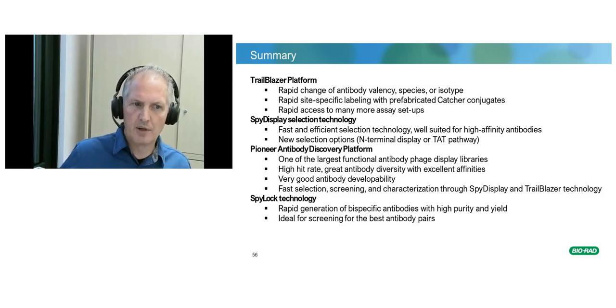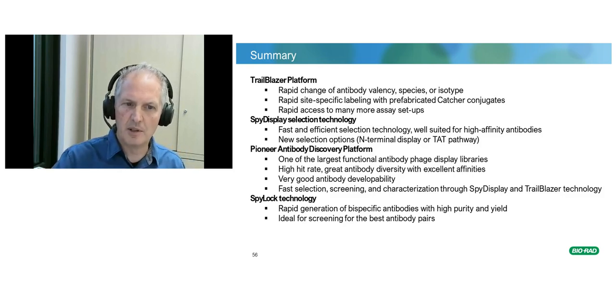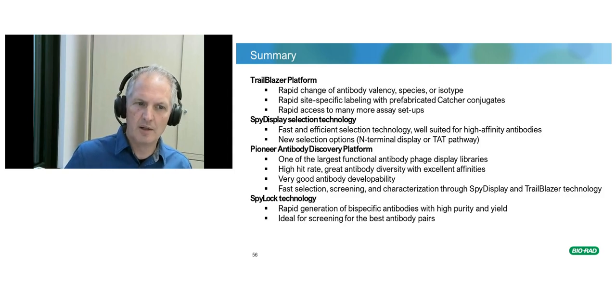And with the SpyLog technology, we can very rapidly generate bispecific antibodies with high purity and yield for screening of the best antibody pairs. And here it's important to keep in mind, if you have 10 antibodies 1 and 10 antibodies 2, and you want to generate these pairs, then you already have 100 bispecific antibodies to look at. So it's a large number which is feasible for the SpyLog technology, but not so feasible for most other bispecific antibody production platforms.